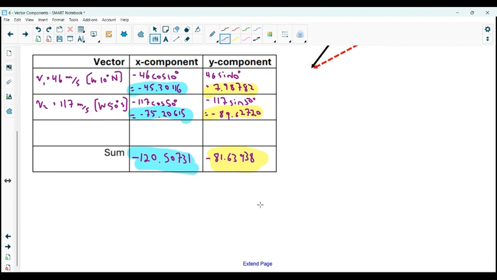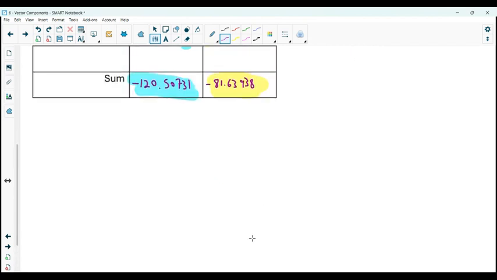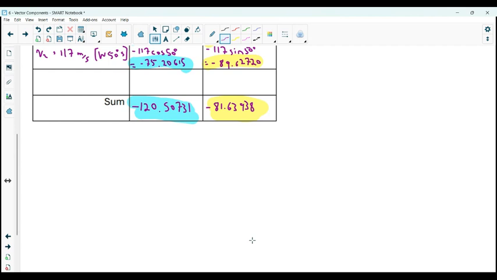My next step is I've got to draw these two, right? I've got my two vector components. I added up all the x's. I added up all the y's. Let's draw them. First of all, the x's. It's negative 120, which means I'm going this direction, like this. And then I added up all the y's, and it's negative 81. So it's going to be down, like this.